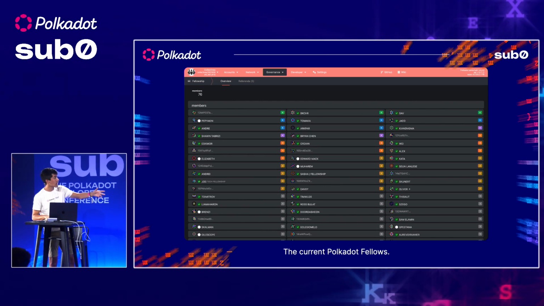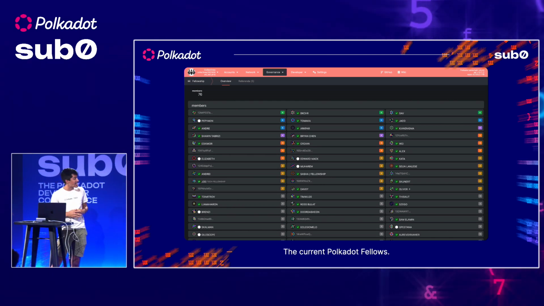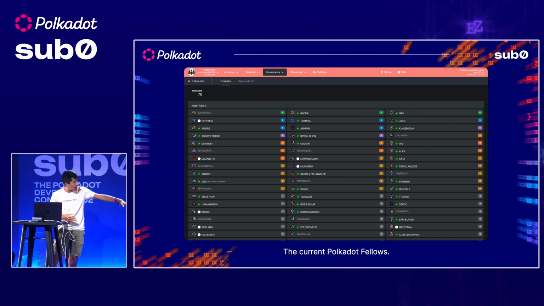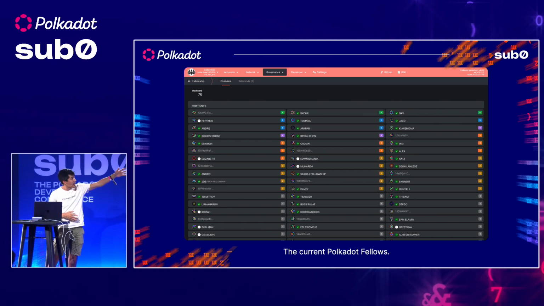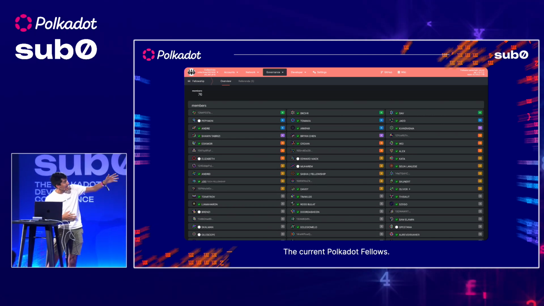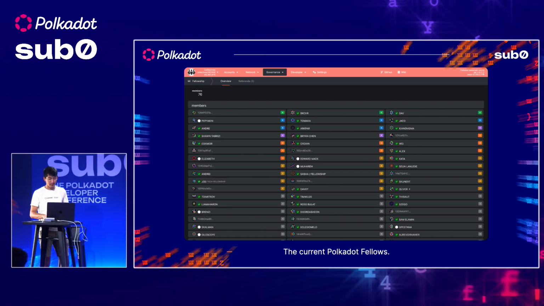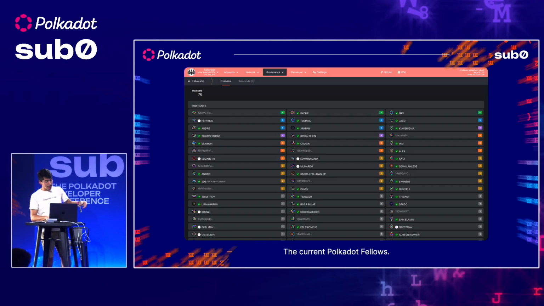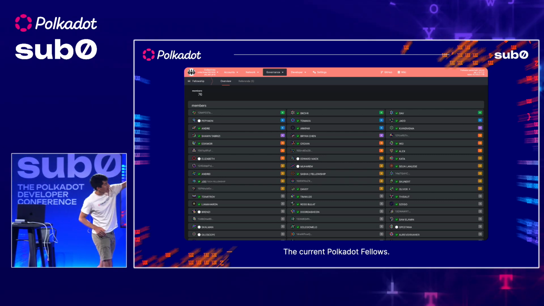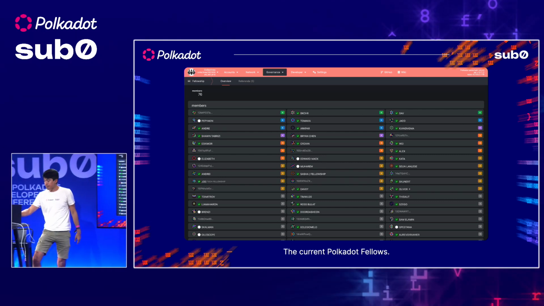Just want to do a screenshot. This is the current fellowship. You see there's 76 members. Some of them are, again, past the cut line here, but you can see I'm also part of the fellowship. You have a lot of names you might recognize and people you might find around here at sub0. And then you can see here that all these different fellows have ranks. That's the numbers next to their names.